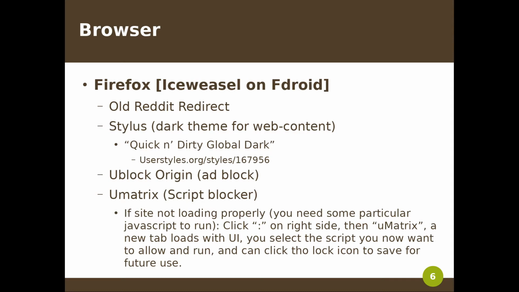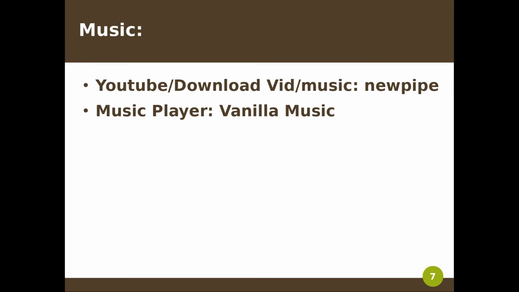Basically, you click on the add-on. It loads up a new tab, and then you can click what you want to enable for that site, and then you can just click off the tab and it goes straight back to your website and reloads it. So for music, I would say use NewPipe.